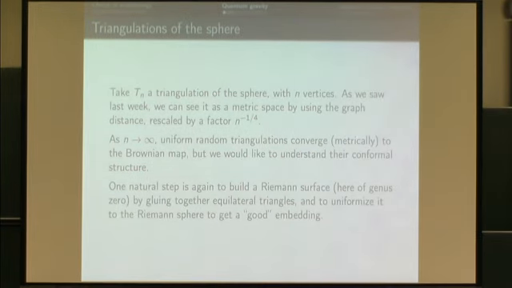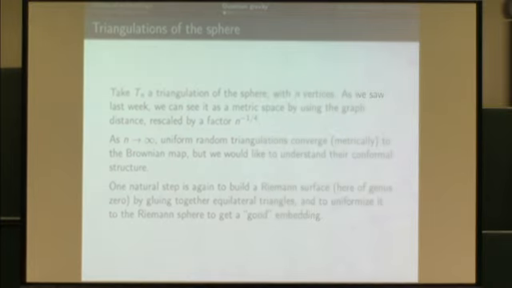I want to say a few words about the case of the sphere and triangulations of the sphere. And it's good that I don't have to make an introduction on that, because we just got 2 talks with maps on the sphere. So this is essentially the 2-paragraph summary. What you do is you take a uniform triangulation of the sphere, and if you rescale the distance by n to the minus 1/4, it converges to the Brownian map as a metric space.